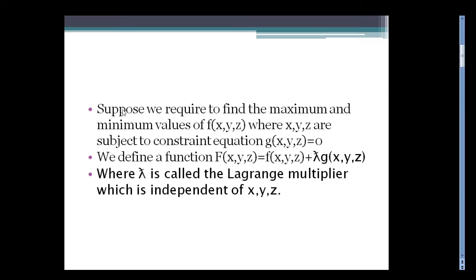Here, suppose we want to find the maximum and minimum values of f of x, y, z. f is a function of three variables where x, y and z are subject to a constraint equation. Let us take it as g of x, y, z equal to 0. So we define the function capital F of x, y, z equal to small f of x, y, z plus lambda into g of x, y, z. Here this lambda we call the Lagrangian multiplier, which is independent of x, y and z.